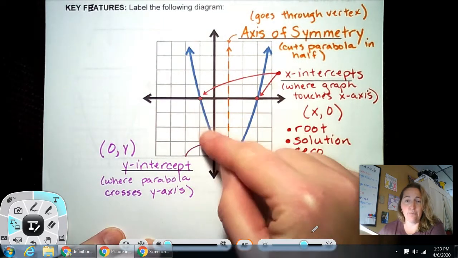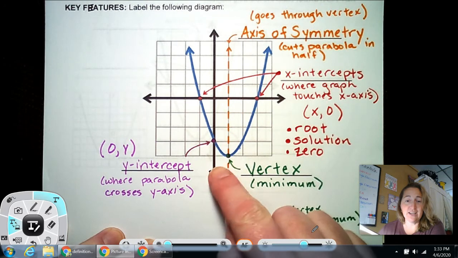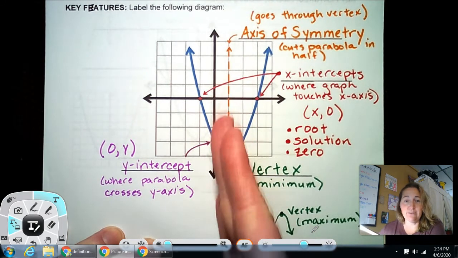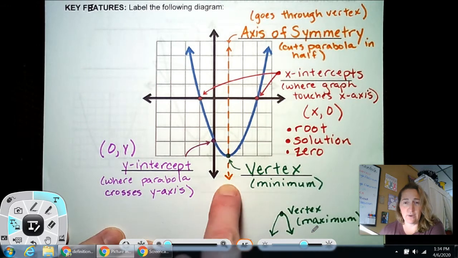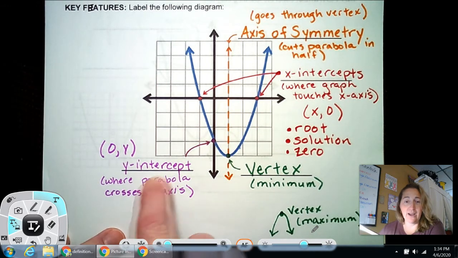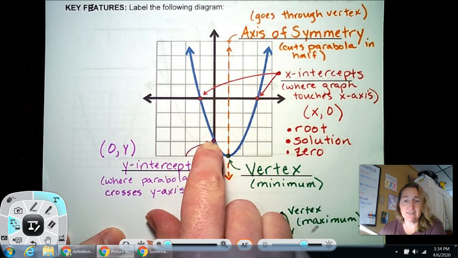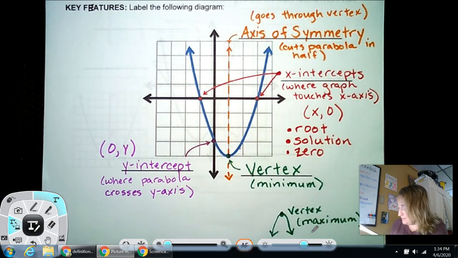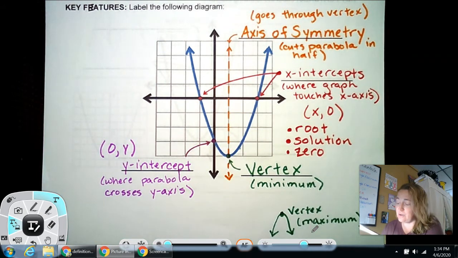Remember that the shape is called a parabola. The vertex is either the high point or the low point. The axis of symmetry is an invisible line that cuts through the vertex right down the middle. The Y-intercept is where the graph hits the Y-axis, and the X-intercepts are where the graph hits the X-axis, and those are also called roots, solutions, or zeros.